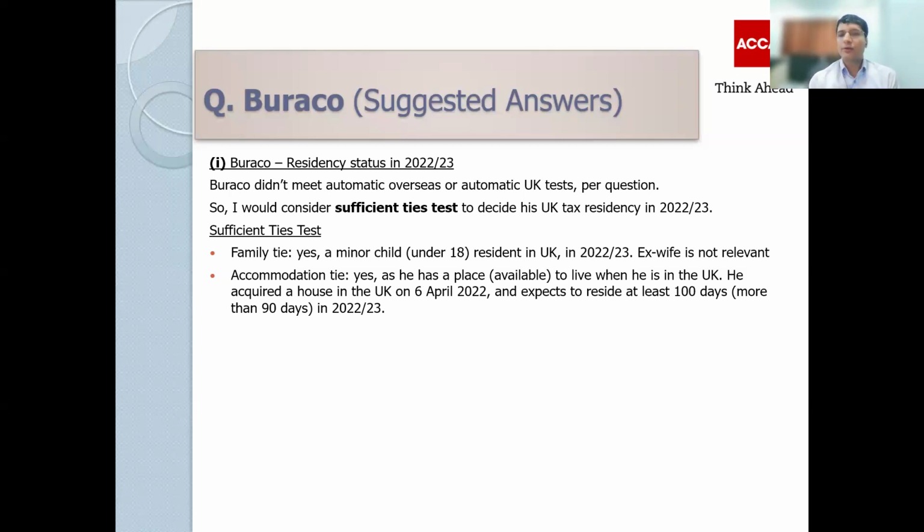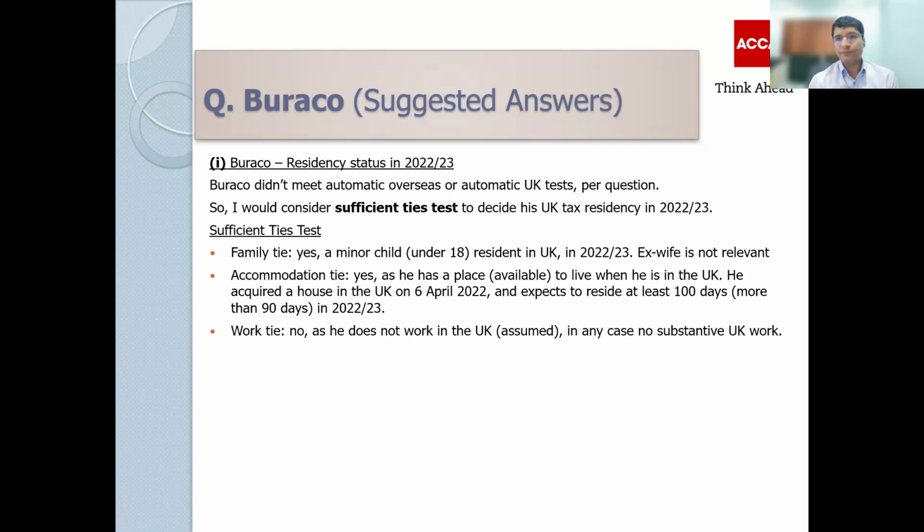So, looking at the question, it is giving you some hint. The question is telling you this gentleman is going to be living in the UK for at least 100 days in 22-23. 100 days means more than 90 days. Yeah, so there is a 90 days test. Let's look at the next.